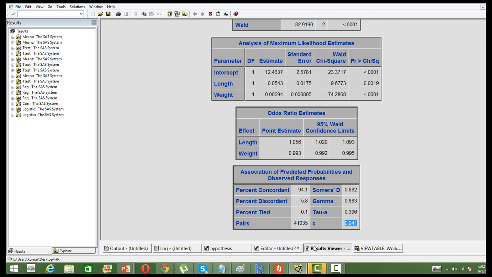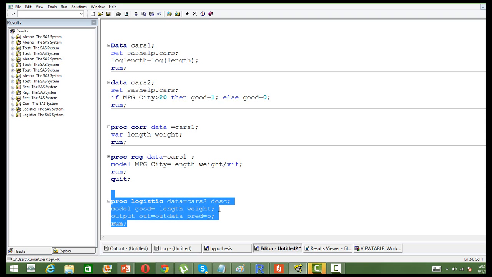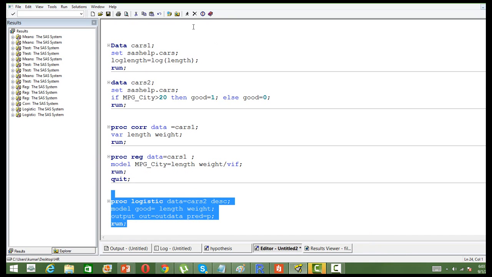So let me show you the actual values. Okay, let us save this data set. So use this output: out is equal to out data, and the predicted value is equal to P. Now I'm saving this predicted value. It should get a new data set, out data, with the original data also there.